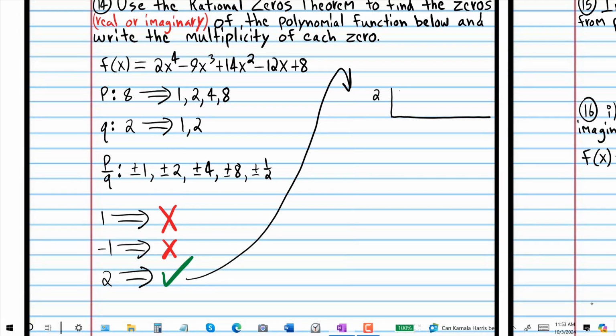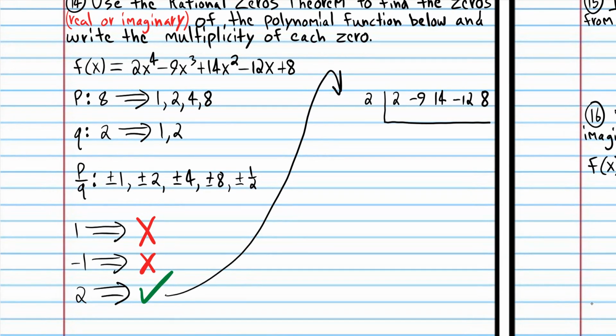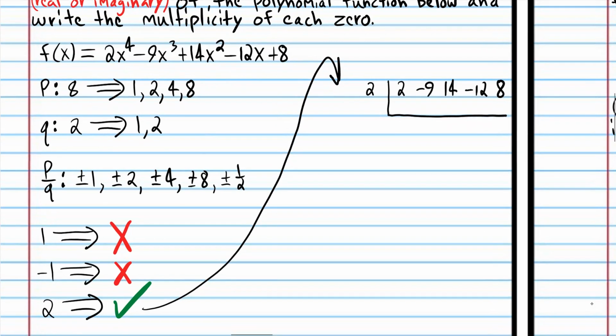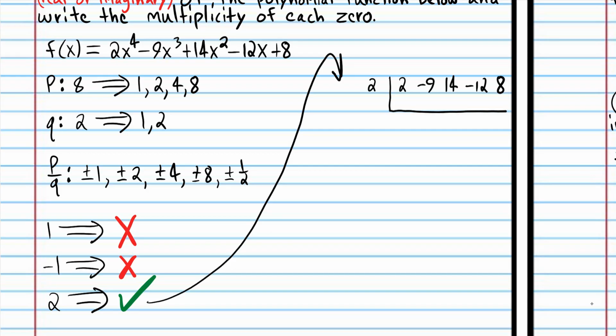The coefficients are 2, negative 9, 14, negative 12, and 8. I got those coefficients from up here. And you really have to be careful that you don't write the setup incorrectly. In this case, we're not skipping any powers, but sometimes you'll be skipping powers. We'll find that in a different problem in today's exam. So let's bring the numbers down.